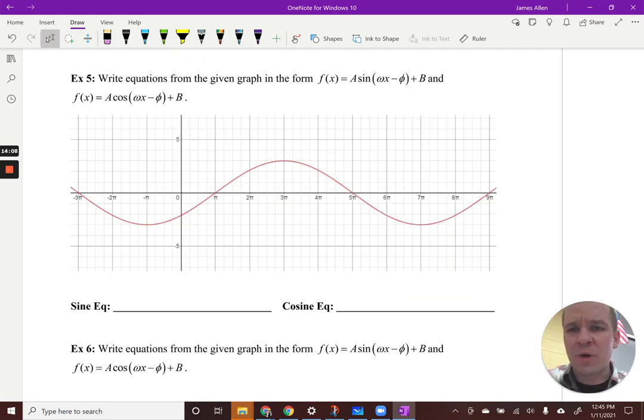All right, so this is write the equations from the given graph in the form. Same thing we were doing before, right? Where we multiply it out. Cool. So we're going to start, though, with the factored form inside the sine and cosine functions. So for sine, remember, a sine starts on the midline, or in this case on the x-axis because that's where my midline is, and that would be my start of my sine function.